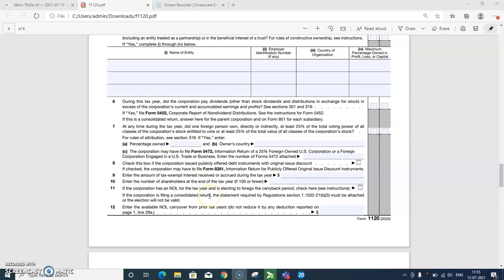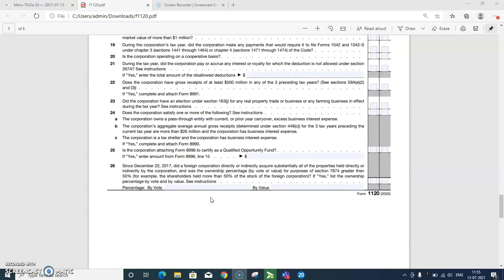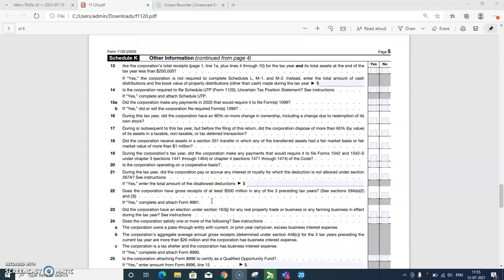Coming to line number 12, enter the available NOL carryover from prior years. Now coming to line number 13, are the corporation's total receipts for the tax year and the total assets at the end of the tax year less than $250,000? If yes, then tick yes. If yes, the corporation is not required to complete Schedules L, M-1, M-2. Instead, enter the total amount of cash distributions and the book value of property distributions other than cash made during the tax year.